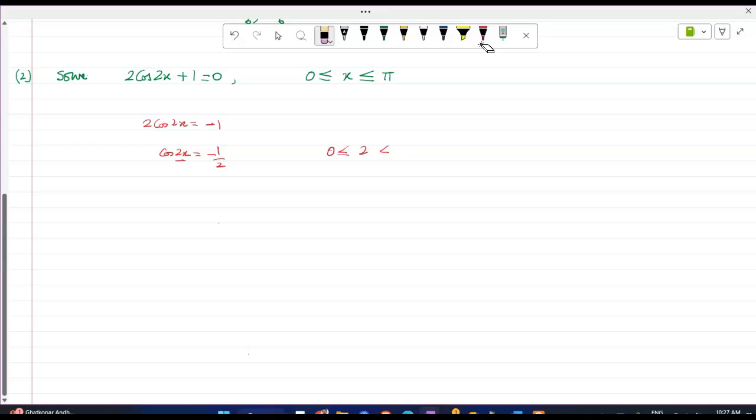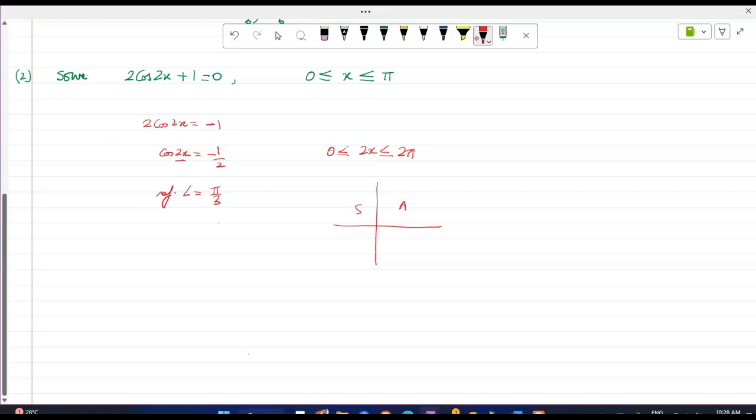So you multiply the domain by 2. So that means my 2x will take solutions from 0 to 2 pi. Now you need to find out all where the cos is negative. So first of all, your reference angle. So half is related to how many degrees? 60. So 60 is pi by 3.